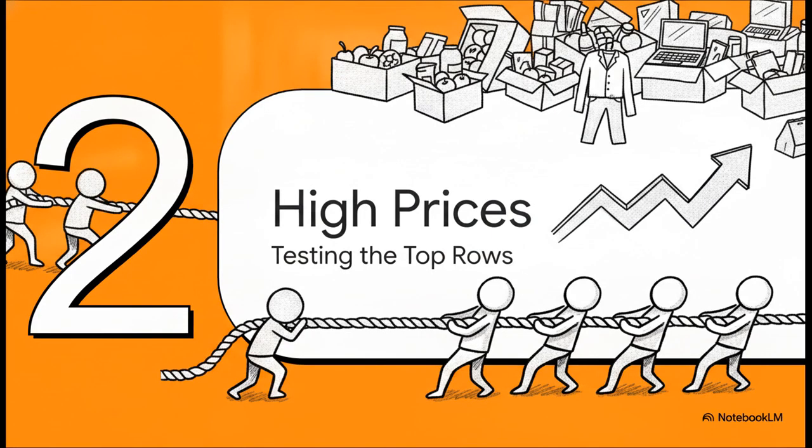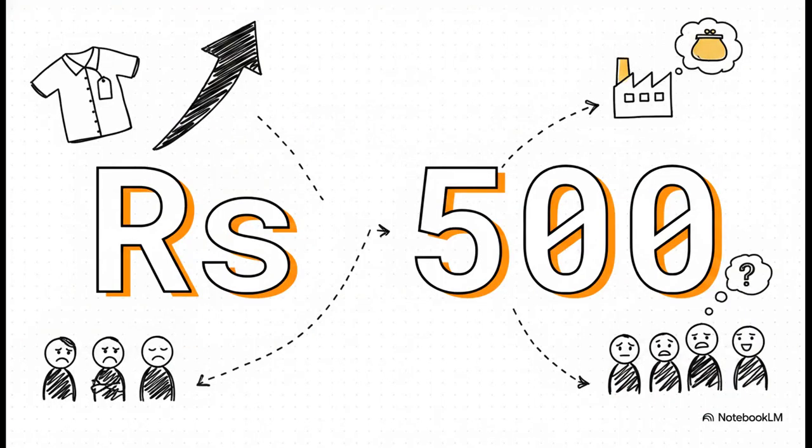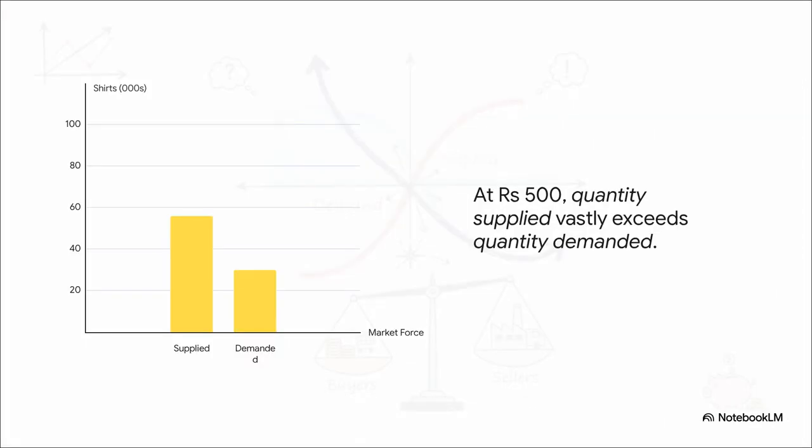Section 2. High prices, excess supply. We are going to test the extreme ends of our data first, starting with the sellers aggressively pulling the rope toward higher margins. So let's focus firmly on the top row, where the shirts are priced at a very steep 500 rupees. Now, what's really interesting here is this massive gap.